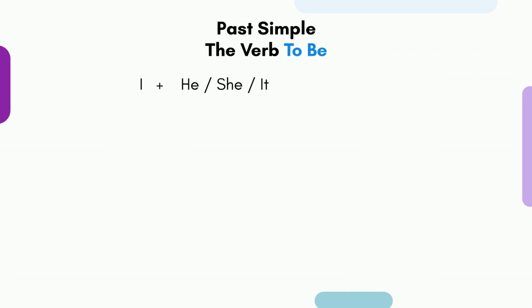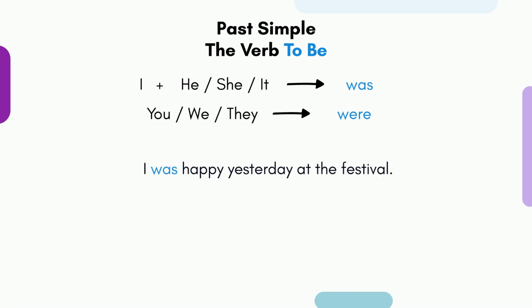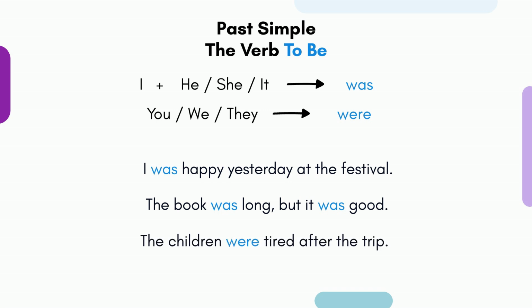When we use I, or when we use he, she, or it in the past simple, we use the verb was. When we talk about you, we, and they, we use the verb were. For example, I was happy yesterday at the festival. The book was long, but it was good. The children were tired after the trip.